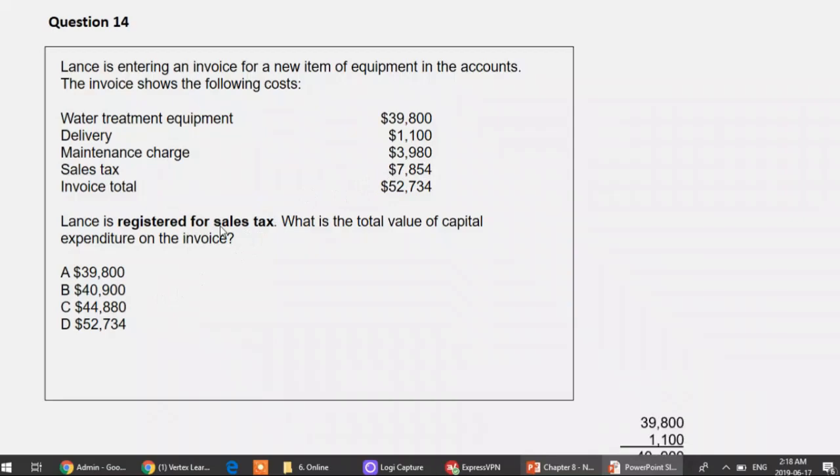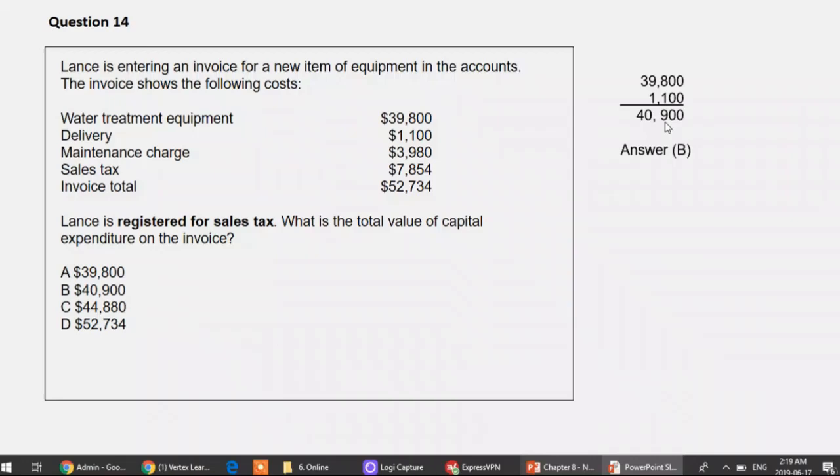So our cost of asset will include only 39,800 plus 1,100, because the maintenance charge is repair and maintenance, it is an operating expense. Sales tax is recoverable. It will be shown as our current assets in our books. It will be our receivable, our recoverable. We will take it as current asset. Non-current asset will be only 40,900.